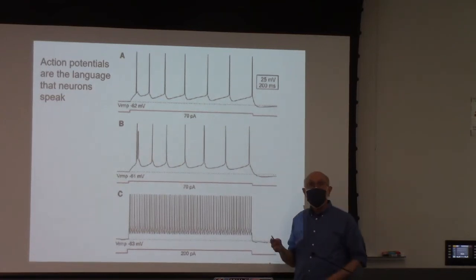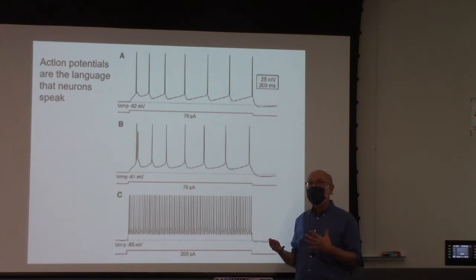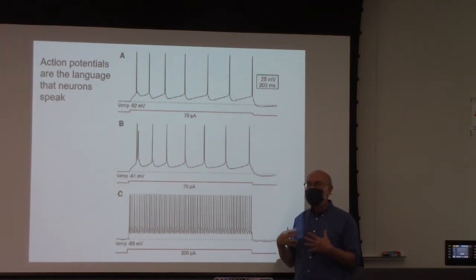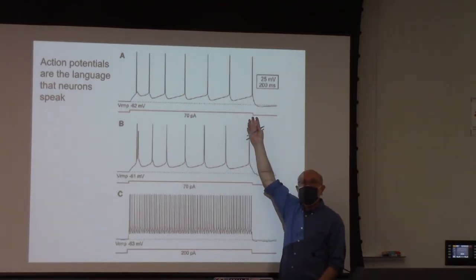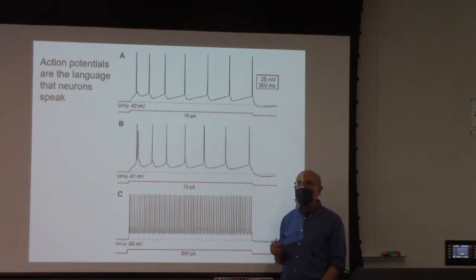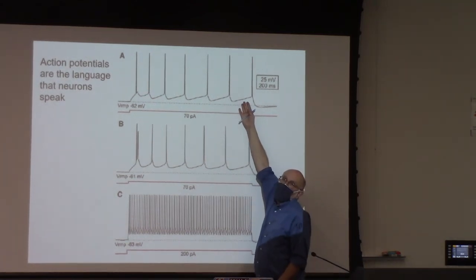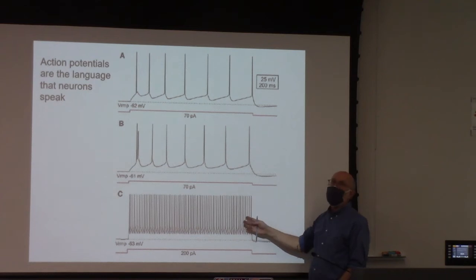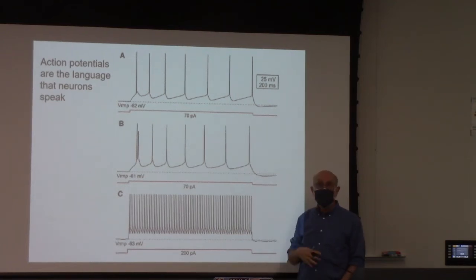So with synaptic potentials, what is coded is the amplitude. Small stimulus, small amplitude. Large stimulus, large amplitude. What's coding information in action potentials is the frequency and the pattern. So a small stimulus gives a low frequency, or just a few. A large stimulus gives a high frequency, or a lot. The amplitude is not changed, it's the frequency that is changed.